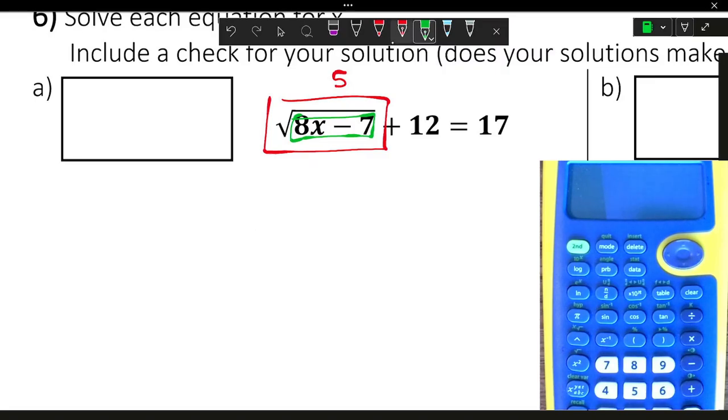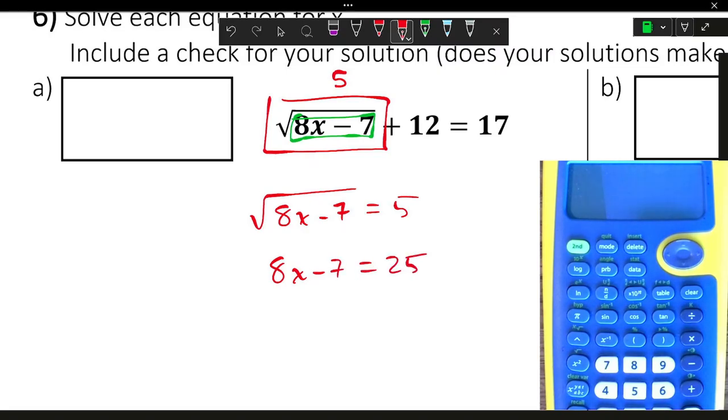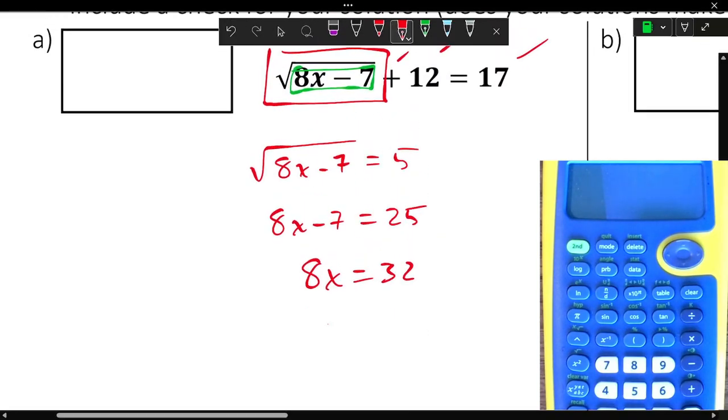So here's my thinking. This 8x minus 7 has to be 5. Right? Therefore, the thing inside, the 8x minus 7, has to be 25. If that 8x minus 7 was 25, boom, the square root of 25 would give me 5, check, and then 5 plus 12 would give me 17. So this is what I want. I'm going to add 7 to both sides. I get that 8x is 32, and I'm going to divide both sides by 8. X has to be the value 4.